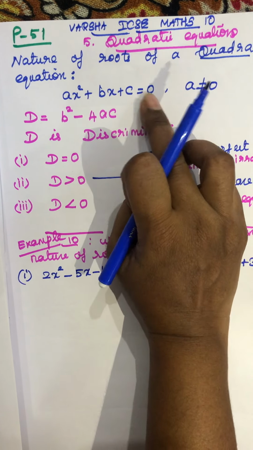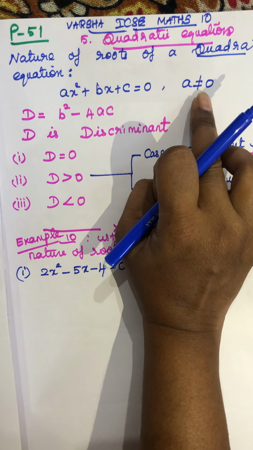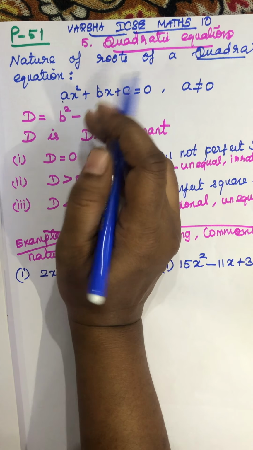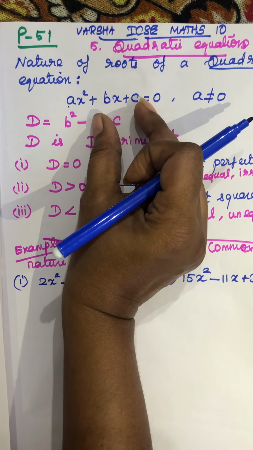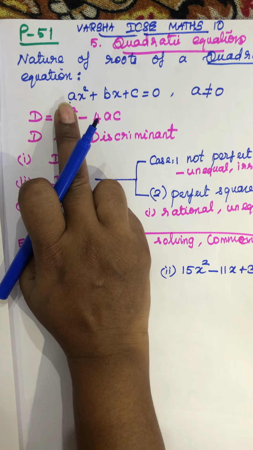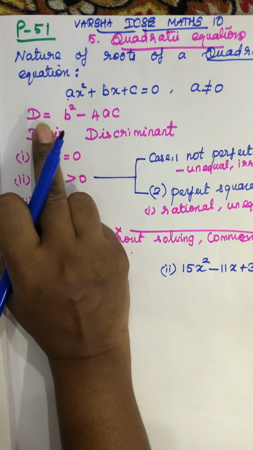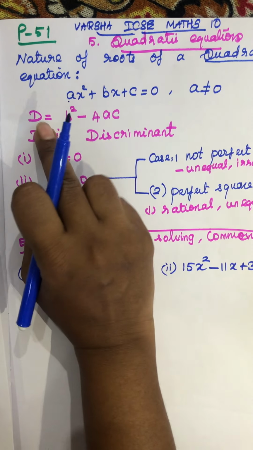You know very well that a should not be equal to 0, because if a is 0, this term will be 0, and then this equation will be a linear one. That is why it is given that a is not equal to 0. So let's know about the discriminant.